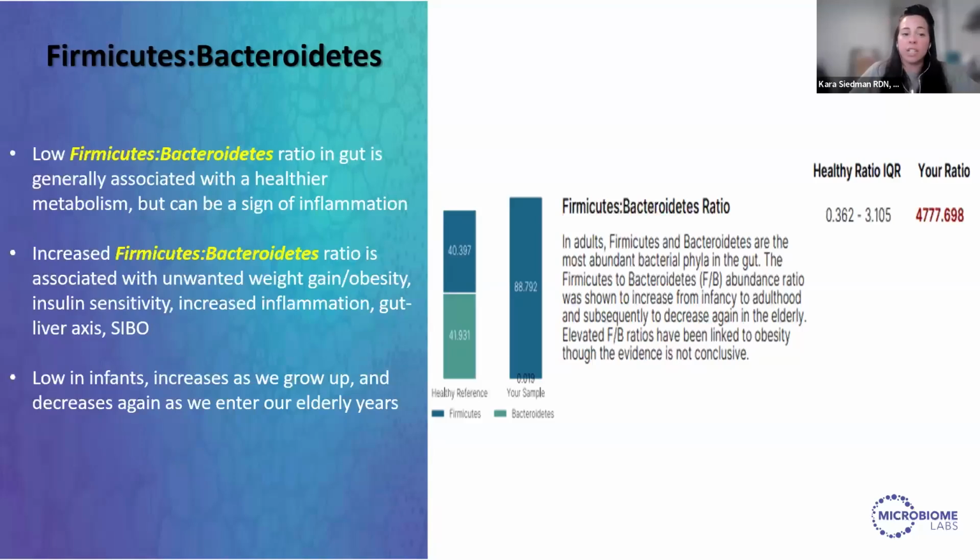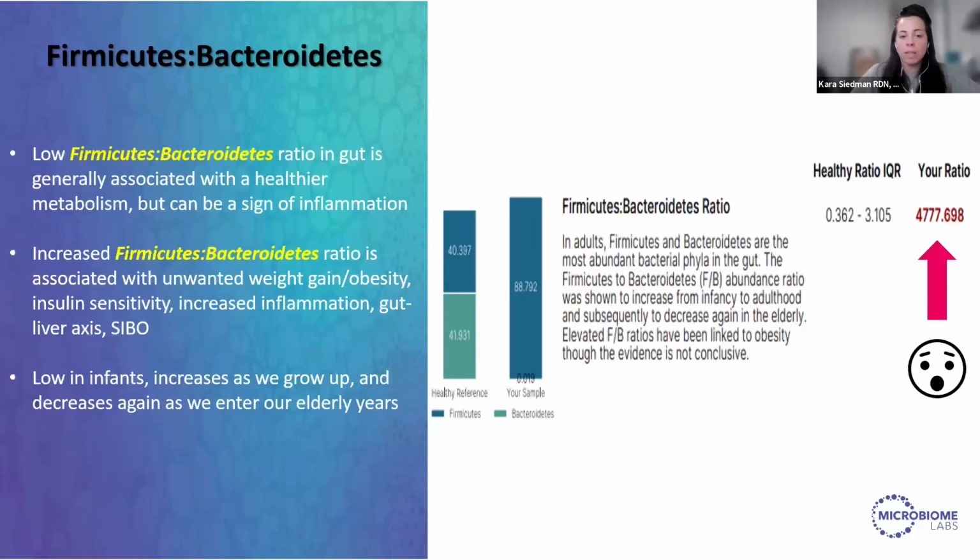But with an increased ratio, when the ratio is really high, like in this case, this is associated with more unwanted weight gain. We see this associated with more metabolic conditions, decreased insulin sensitivity, increased inflammation, gut-liver axis dysfunction, even SIBO, right? Are we just over-fermenting and producing a lot of imbalance, especially in terms of the bacterial component?